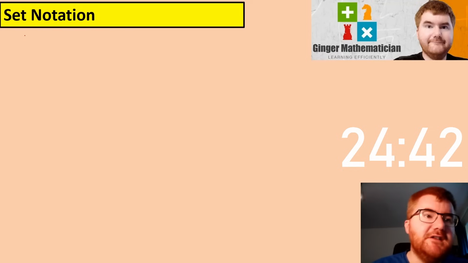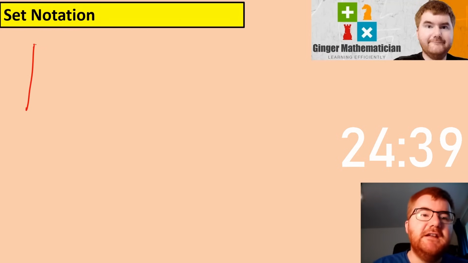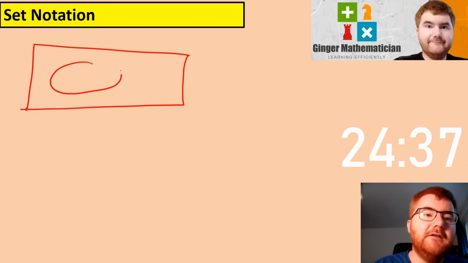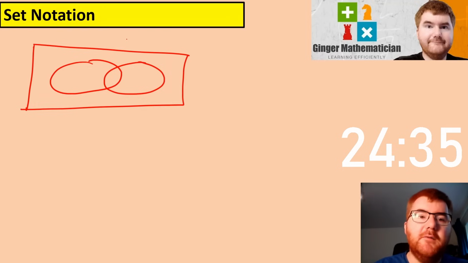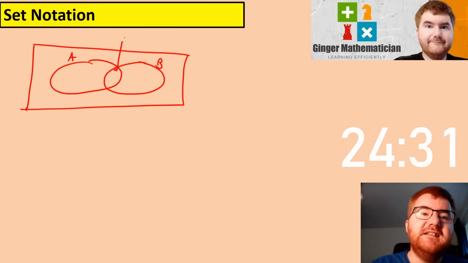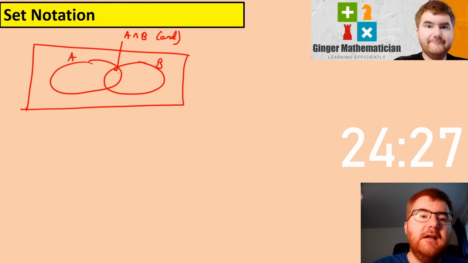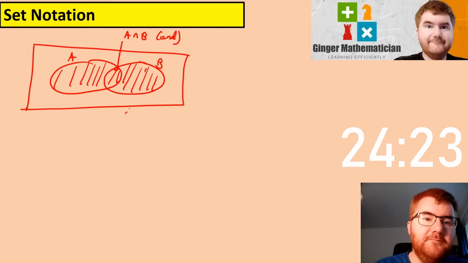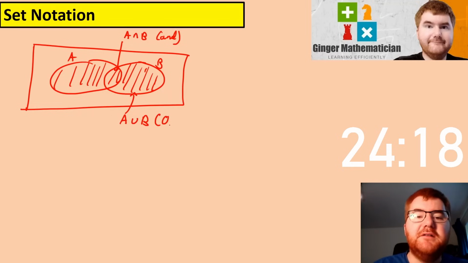Set notation. So this is with Venn diagrams usually. So you have a diagram like this, and you need to be familiar with this. The bit in the middle, so we call this A and B. This is the intersection, so A and B. This can be thought of as and. Okay, if we take this part that I'm shading in here, so everything here, this is known as the union, so A union B, also thought about as or.